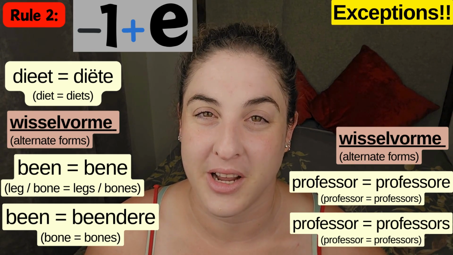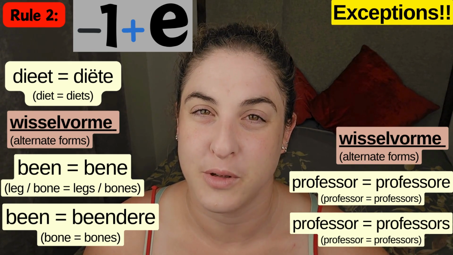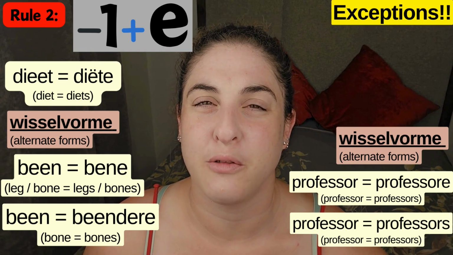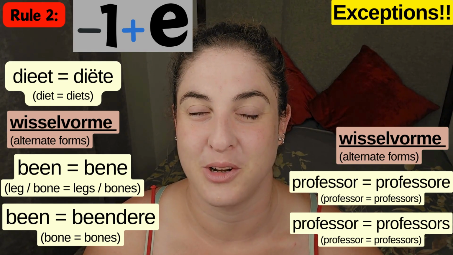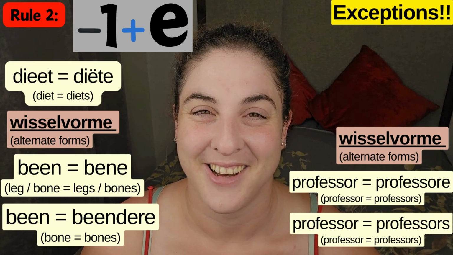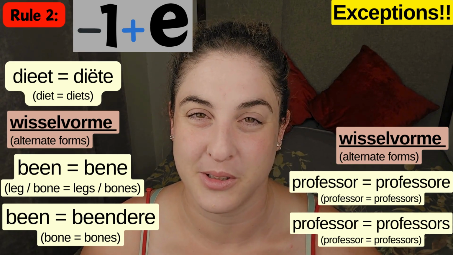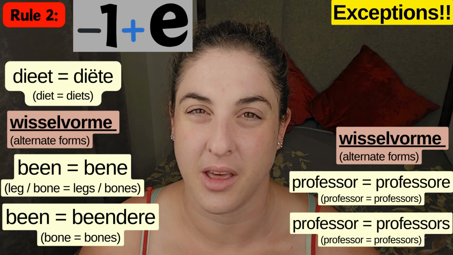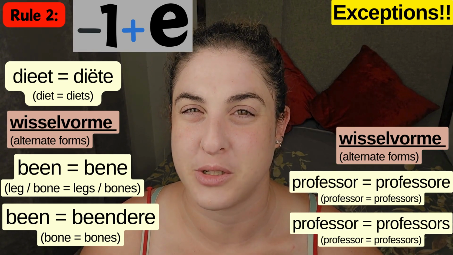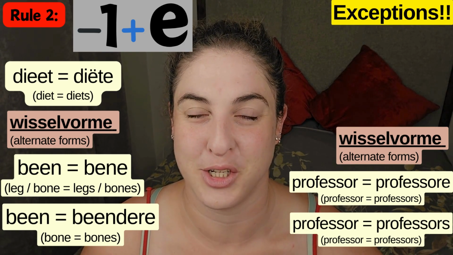And then on the right side, we look at another wisselforme, and that is the one for professor. Professor, which is the word in Afrikaans for professor. It has 2 plurals. The one is professore, and the other one is professors, which is just like the English, pronounced differently.